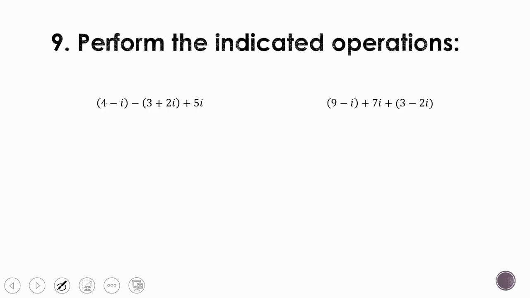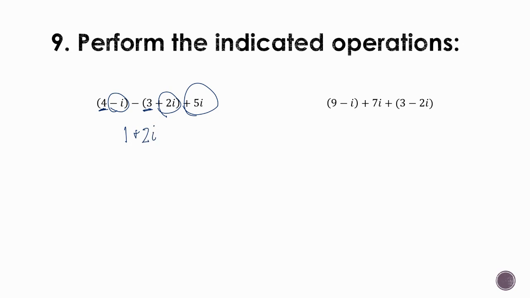Number 9, perform the indicated operations. So we are dealing with complex numbers here. We're just adding and subtracting. So I'm basically just combining like terms. So I'm going to add my real parts first. So 4 minus 3 is 1. Negative i minus 2i is negative 3i, plus 5i is plus 2i.